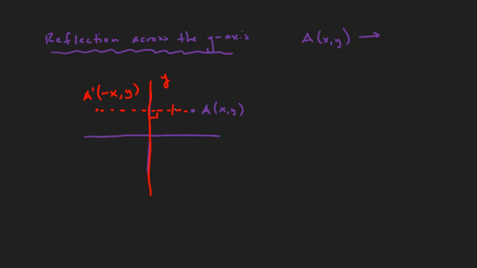So again, these two distances are the same. That's why the x is the same number, but it's just opposite in nature. Okay? So over here, your pre-image (x, y) becomes your image (-x, y).